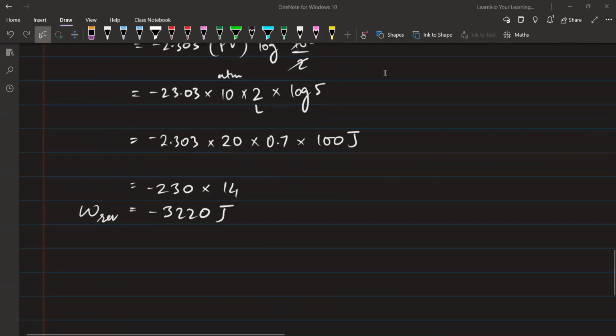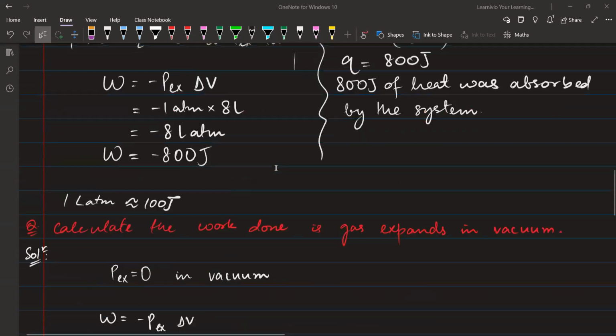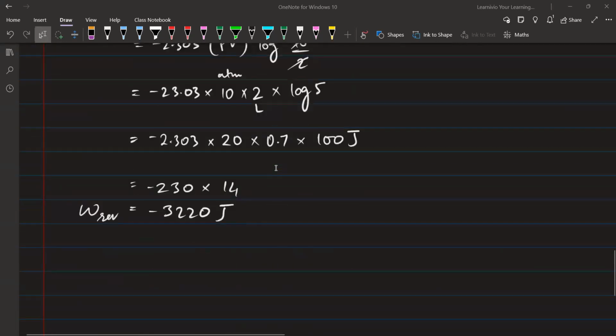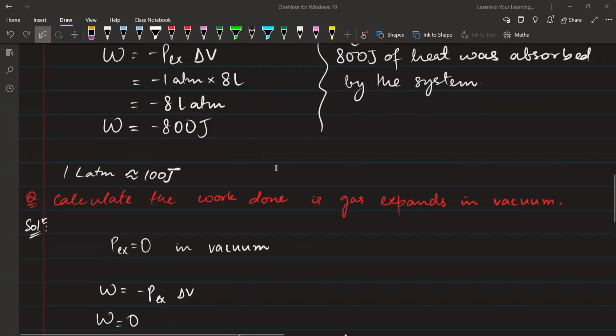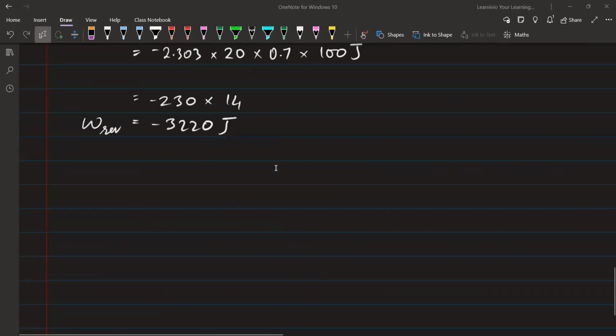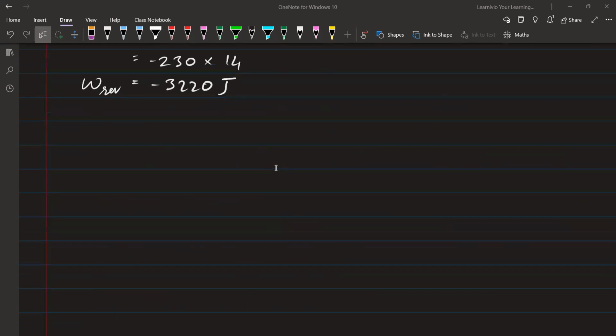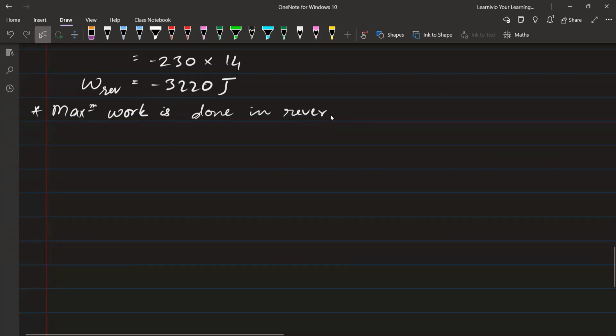Now what we can see is that when the work done is reversible, then it is 1220 joules. And what does the negative sign mean? That negative sign just denotes that the work is done by the system and not on the system. So the work done by the system is 3200, and in the irreversible manner it was only 800 joules. So we can say that when we have a reversible process, then the maximum work is done. So we can write like this: maximum work is done in reversible process.